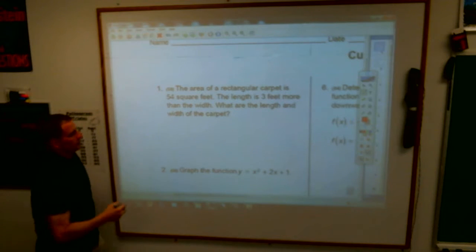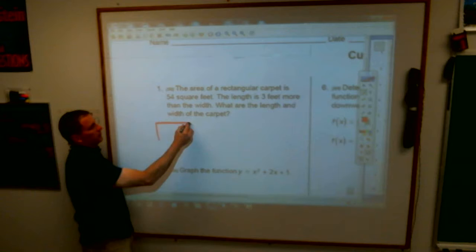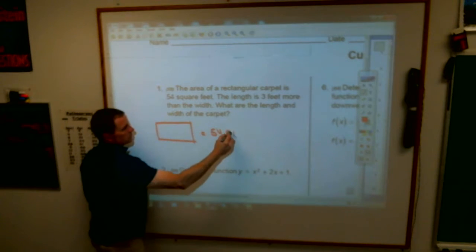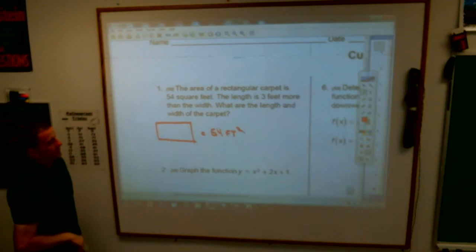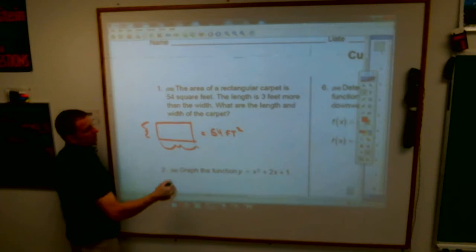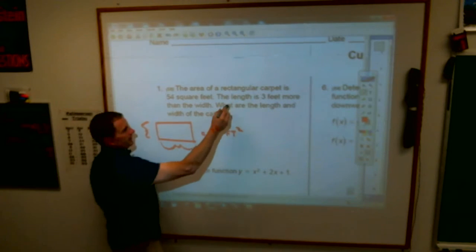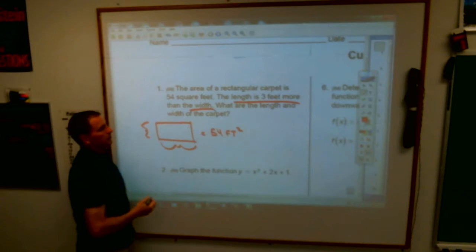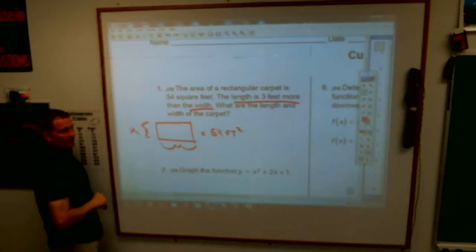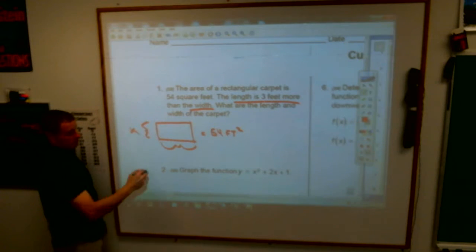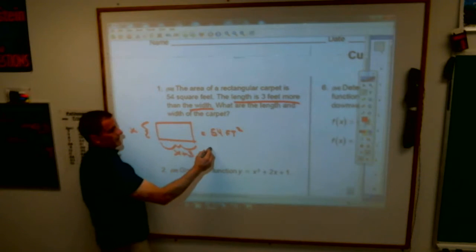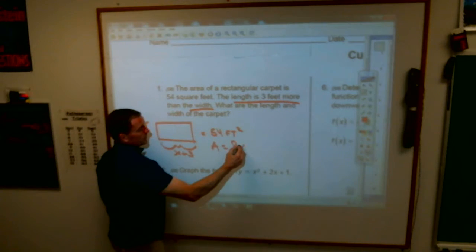The area of a rectangular carpet is 54 square feet. So you start off with this. The area of this is 54 feet squared. What are their sides? How long is this? And how long is this? Well, we don't know, but we know how they compare. The length is 3 feet more than the width. So if you make the width x, what does the length have to be? What's 3 feet more than x? X plus 3. Now find the area of a rectangle. Area equals length times width.